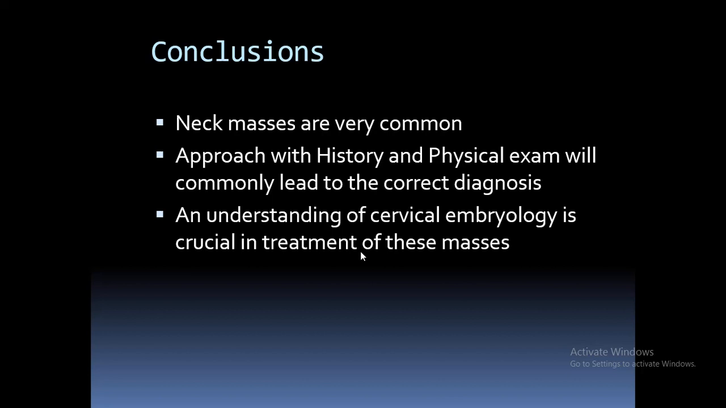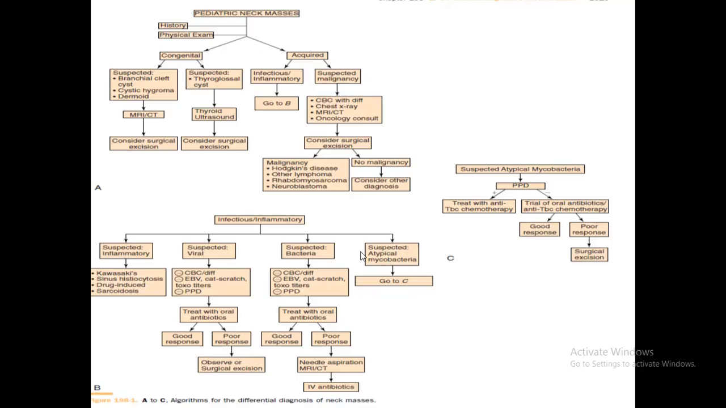So the conclusion is, neck masses are very common. We should approach the patient with a good history and physical examination. Usually it will lead us to the correct diagnosis, and understanding of cervical embryology is very important in these masses. In the end, there is a flow chart. For example, a child comes to you with a neck mass. You start with a good history and physical examination.